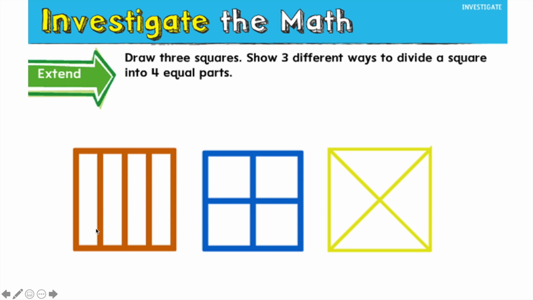Are they all equal? Are they the same shape? Yes. Therefore, it's cut into 4 equal parts, or it's cut into fourths or quarters. Same thing with the blue square. It's cut into 4 equal parts, into fourths or quarters, and same thing with the yellow square, right? Look at it. It's cut into 1, 2, 3, 4 equal parts, fourths or quarters.